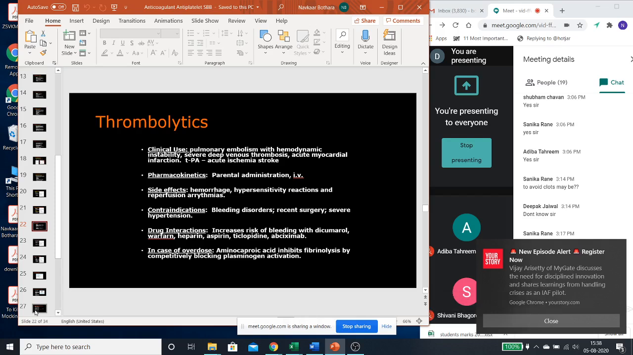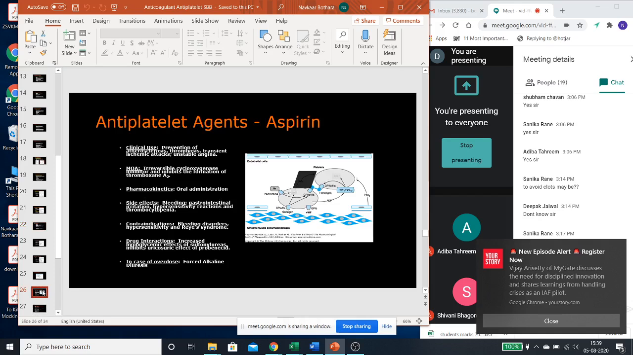Drug interaction: there is an increase in the risk of bleeding with dicumarol, warfarin, heparin, aspirin, and all the agents of the class which are used in anticoagulation. In case of overdose, aminocaproic acid derivatives are there. For example, tranexamic acid is very popular. That causes inhibition of fibrinolysis by competitively blocking plasminogen activation. So these aminocaproic acid substances can be taken. We have just seen the mechanism.